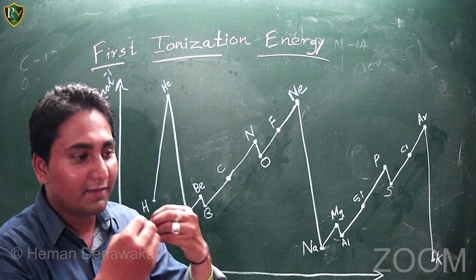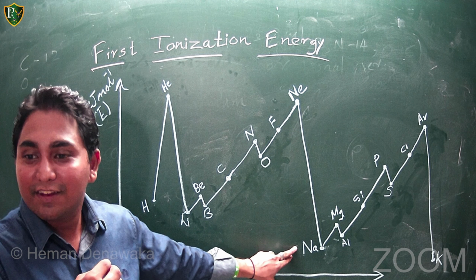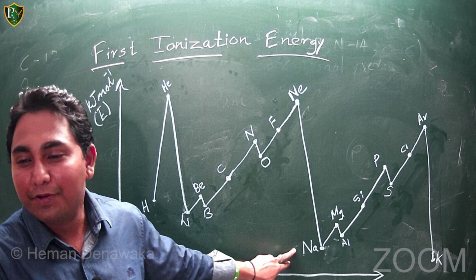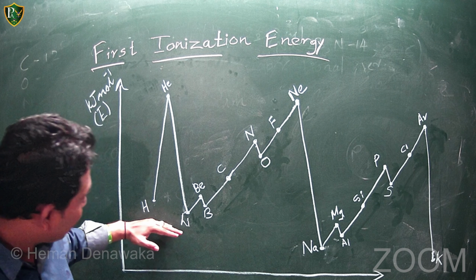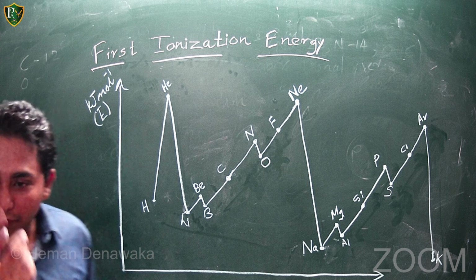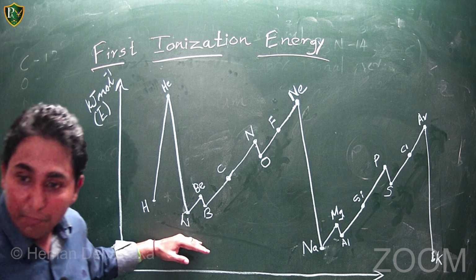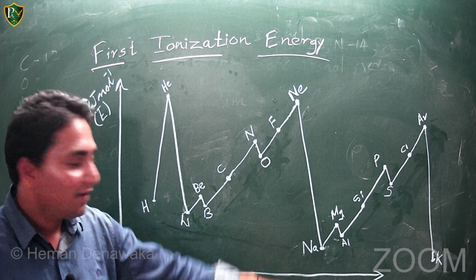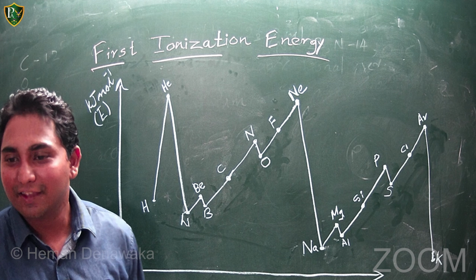So the first ionization energy of sodium would be pretty low. Comparatively, the elements of the first group have the lowest first ionization energy.